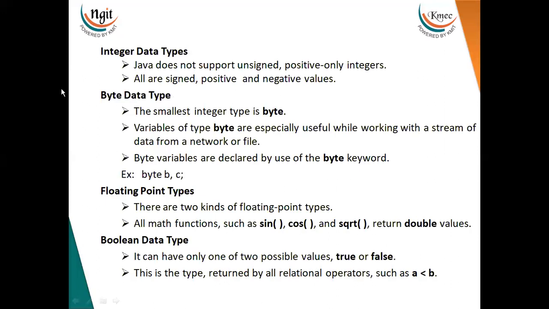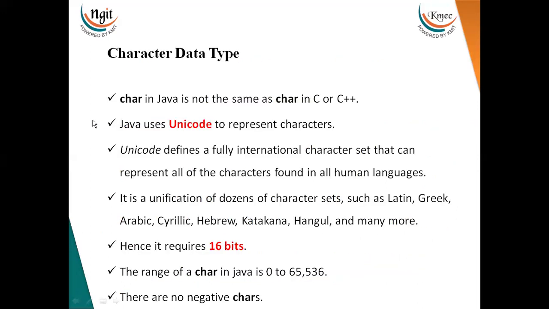And coming to the Boolean data type, it can have only one of two possible values, either true or false. This type is returned by all relational operators. Whenever you are checking a greater than b or a less than b, with all the relational operators, less than, greater than, less than or equal to, greater than or equal to, it returns a Boolean response, either true or false. For this purpose, we use the Boolean data type. Now, this is all about the primitive data types.